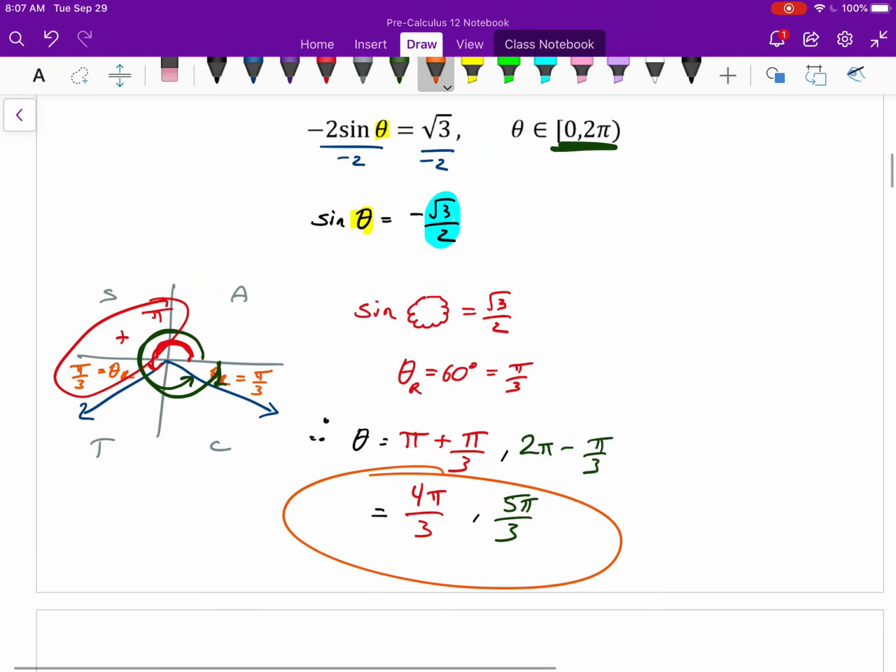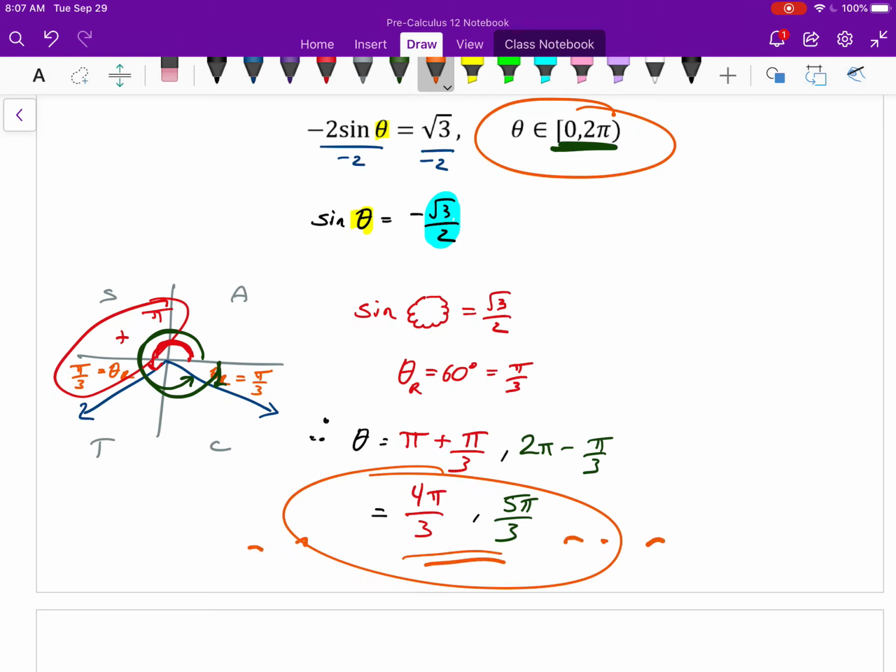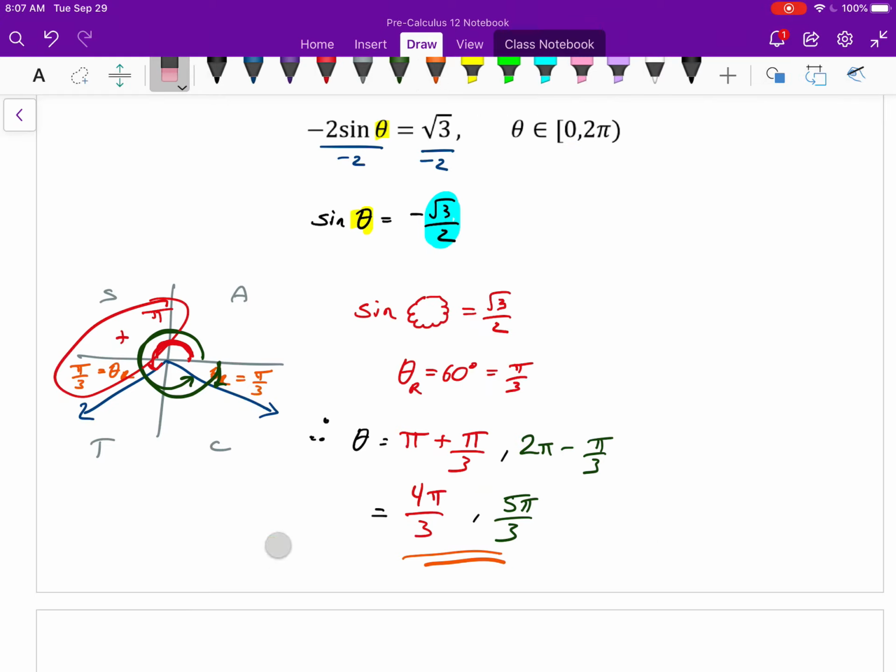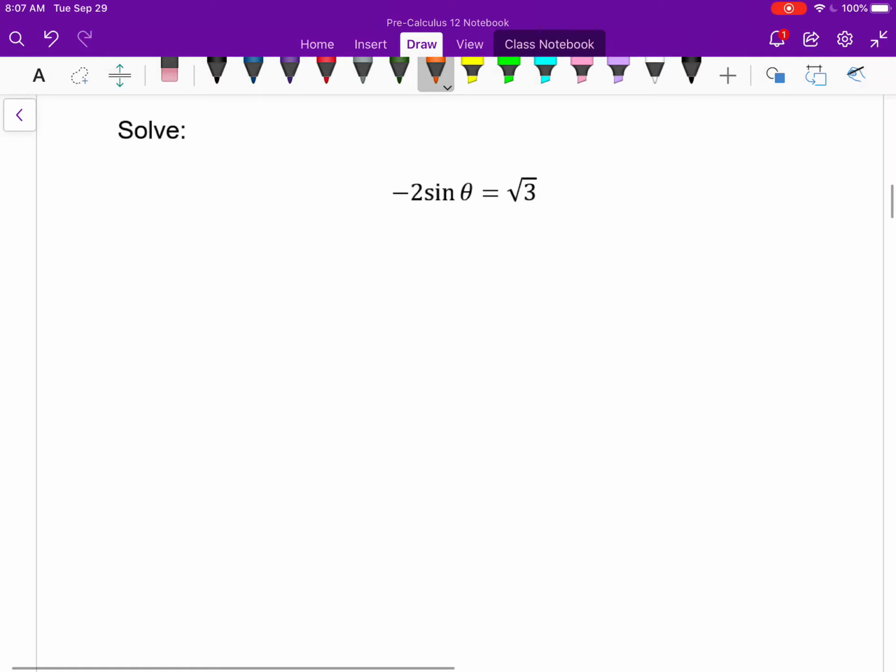Now keep in mind, if there was no restriction, these would still be part of my answer, but there'd be infinitely more on either side. If my restriction was different, if it was 0 to 4 pi, then I'd have these two answers plus 2 more. What if I go around again, 1 more full time? So lots of possibilities. That restriction is quite important, but in this case, I'm done this question. 2 answers.